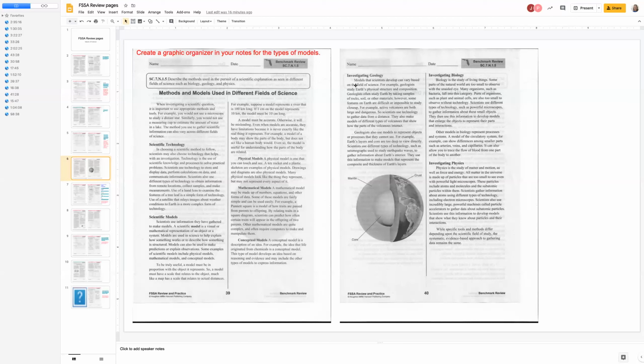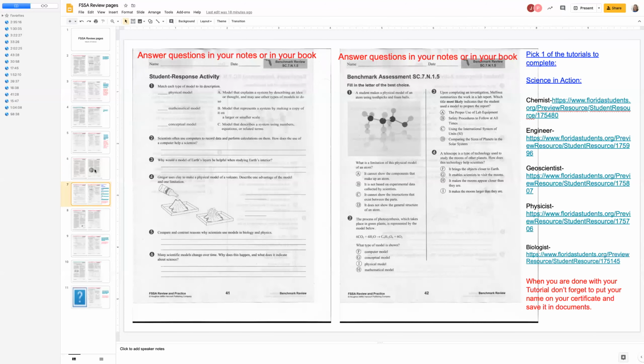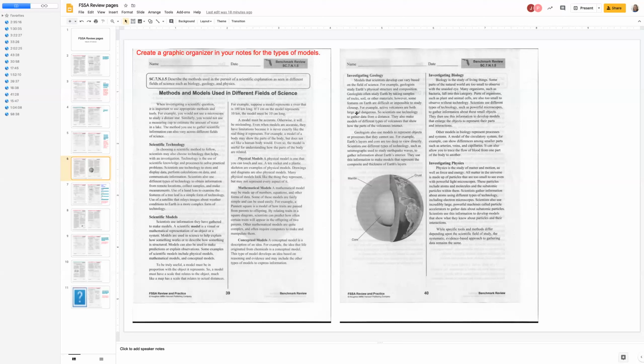Investigating geology. Models that scientists develop can vary based on the field of science. For example, geologists often study Earth by taking samples of rocks, soil, and other materials. However, some features on Earth are difficult or impossible to study close up.